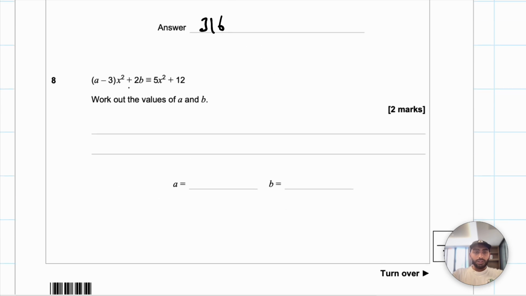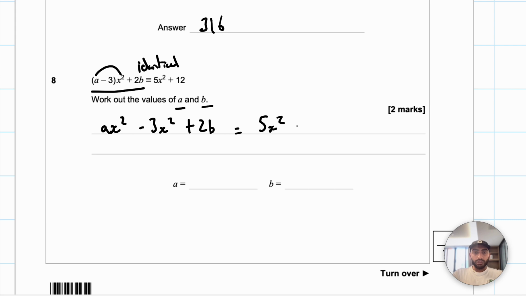Question 8, we've got this expression here and this funny looking equals, which just means identical to the other side. So this side is identical to that side. We're trying to work out the values of a and b. Let's first expand this bracket and clean this left hand side up. So we're doing a multiplied by x squared, so that gives me ax squared. Negative 3 times x squared is negative 3x squared, and then we're left with a plus 2b. And that's equal to 5x squared plus 12.